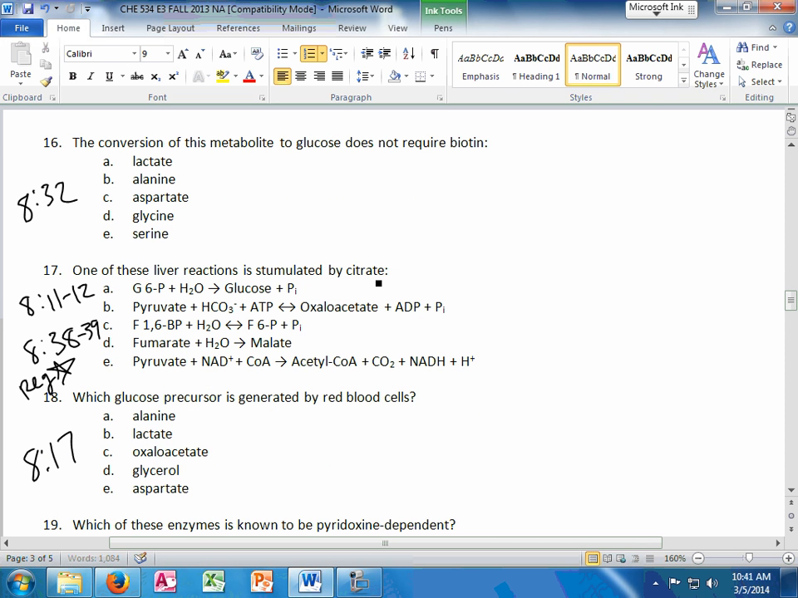So you know the drill by now. Unit 8, slide 32 will be the format of everything on the left-hand column here. The conversion of this metabolite to glucose does not require biotin. So on slide 32, you're going to see the families.